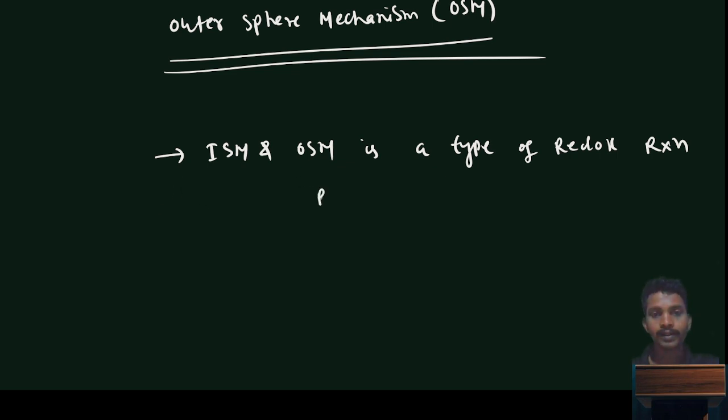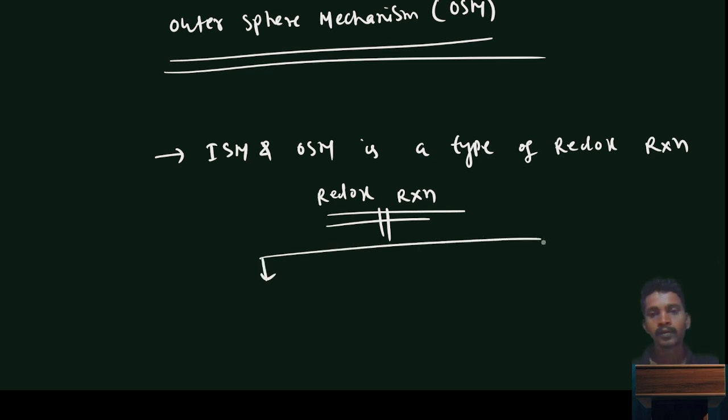So redox reactions, I mean that it may be inner sphere mechanism or it may be outer sphere mechanism. Because this is one type of redox reaction, a redox reaction means both oxidation and reduction will happen. So one is the reductant, the other is the oxidant.